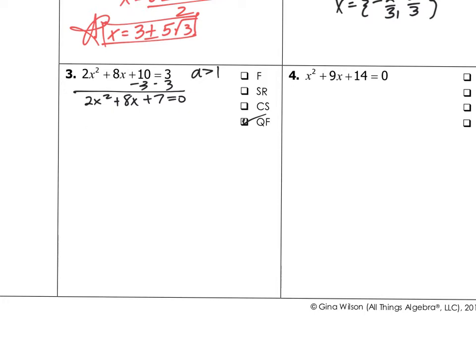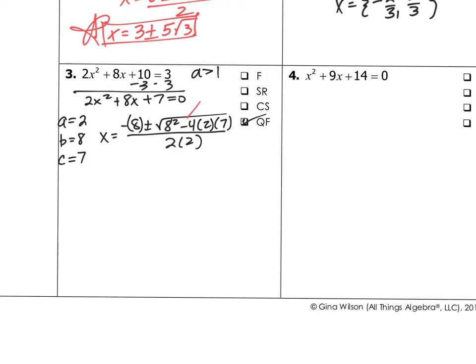So we're going to do that again. A equals 2, B equals 8, C equals 7. So x equals negative b, negative 8, plus or minus the square root of b squared minus 4 times a times c, all over 2 times a.